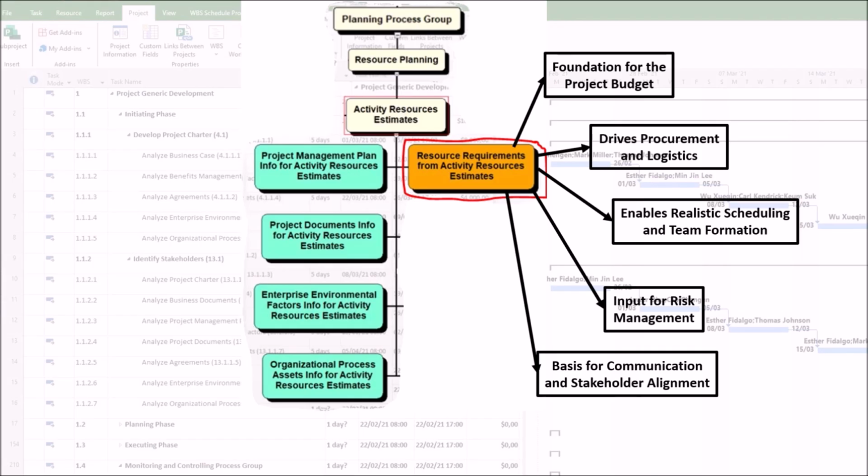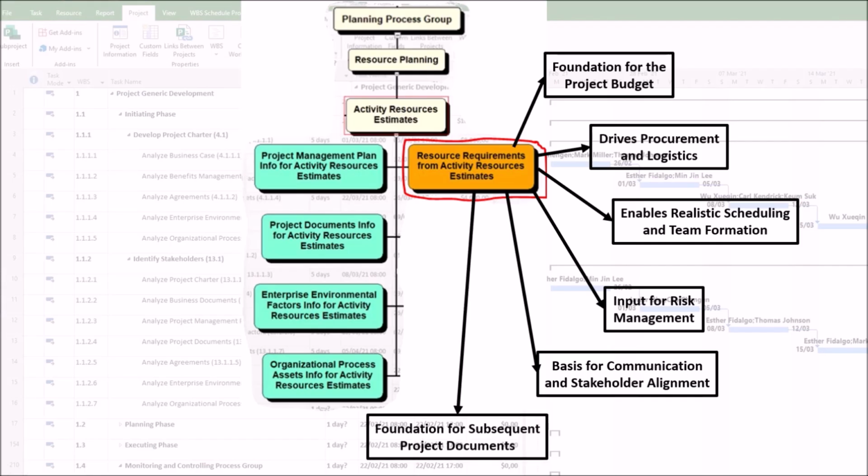5. Basis for communication and stakeholder alignment. The resource requirements document provides a clear, unambiguous basis for discussions with key stakeholders, as follows. First, sponsors. It justifies the budget request. We need this much money because we need these specific resources. Second, functional managers. It forms the basis for negotiations on staff assignments. We need a level 3 Java developer for 160 hours in Q3. Third, the team. It sets clear expectations about who is supposed to do what and with what tools.